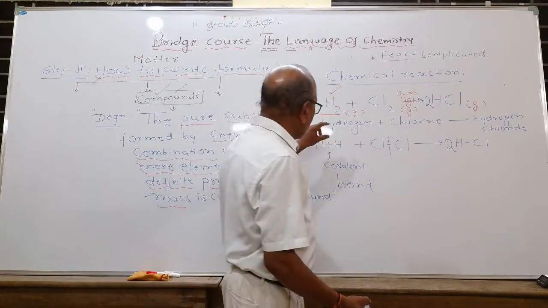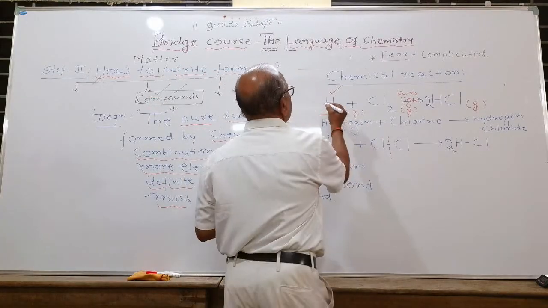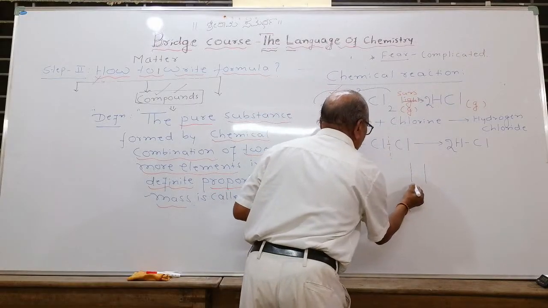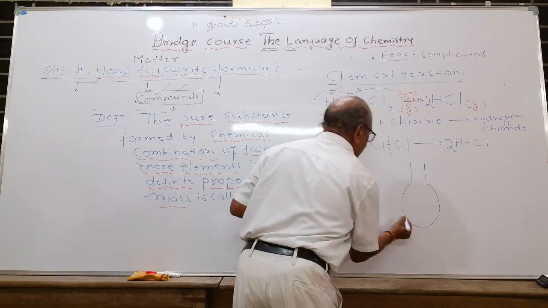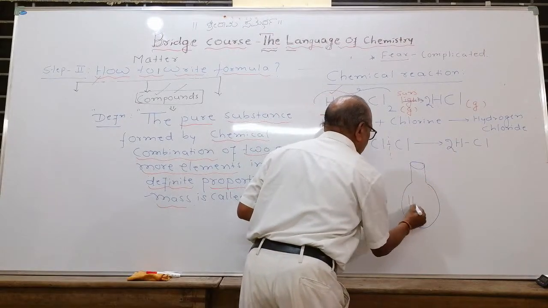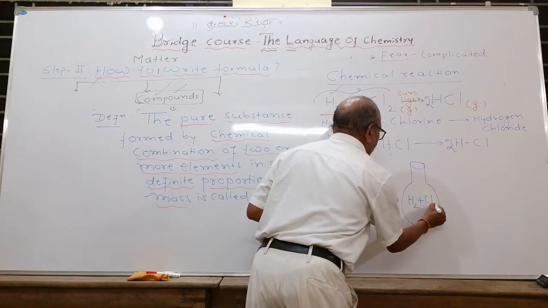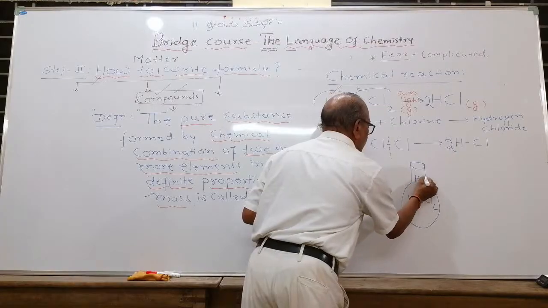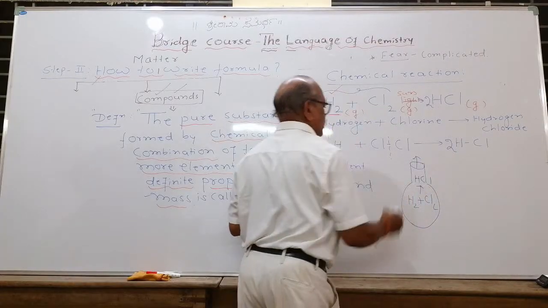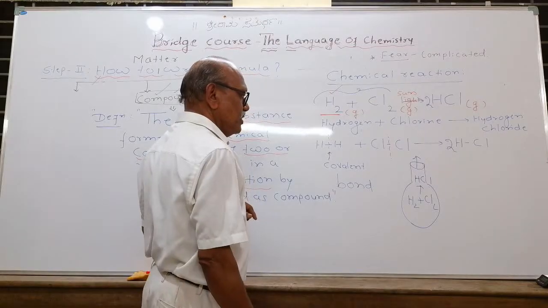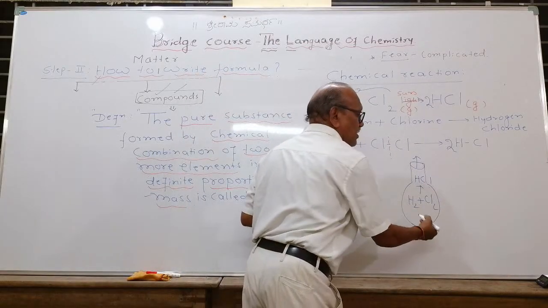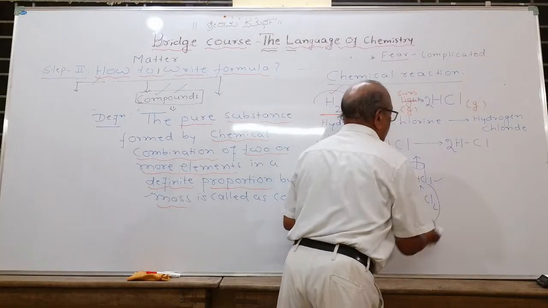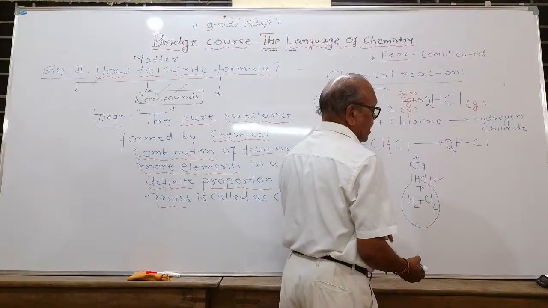What actually happened here? Suppose you take both hydrogen and chlorine in a flask and allow them to react in the presence of sunlight. Then both of them combine and form what? Hydrogen chloride. Hydrogen chloride will come out. Observe. This is the reaction taking place either in the laboratory or elsewhere. This reaction takes place forming hydrogen chloride.